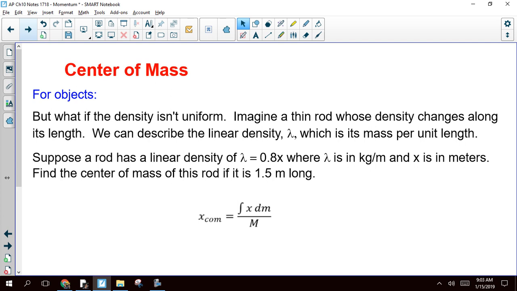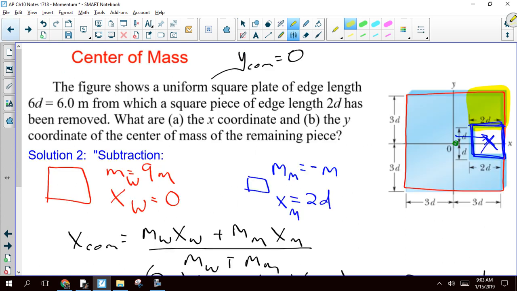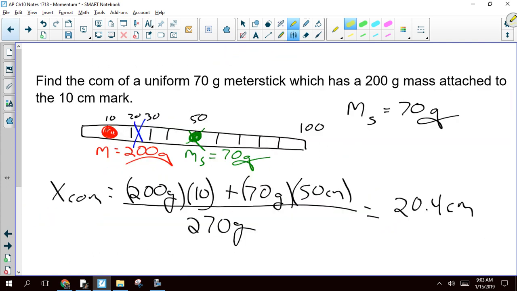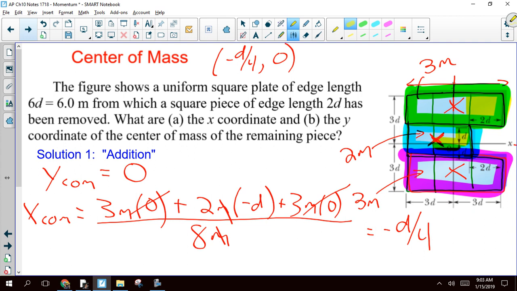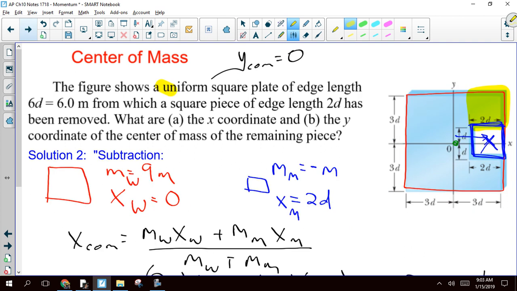Now, what if the density isn't uniform? Everything that we did so far had uniform density. Our steel plate was uniform. Our meter stick was uniform. So the mass of any 1 centimeter of our meter stick is the same, and the mass of any one chunk of our block is the same. Everything that I've done so far relied on the fact that it was uniform. But what if it's not?